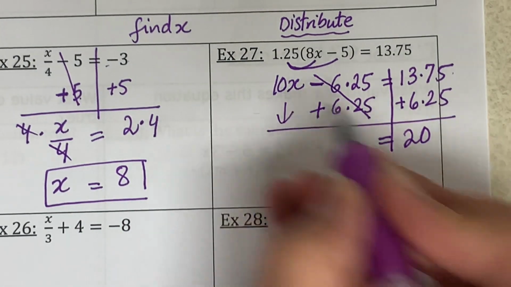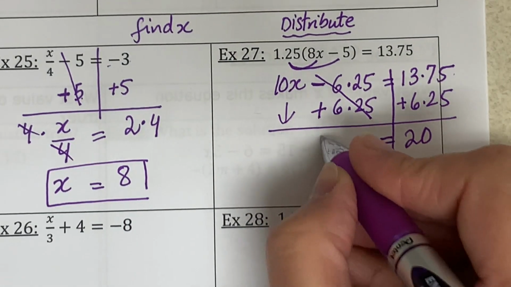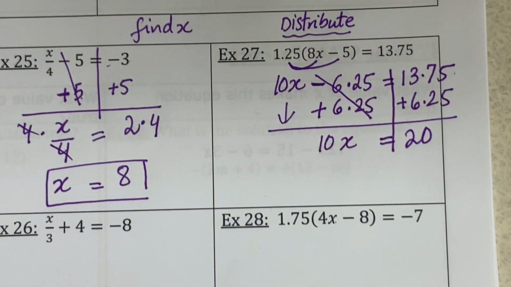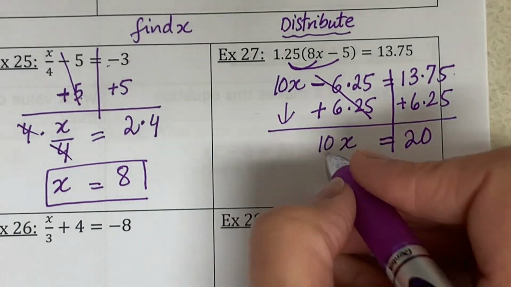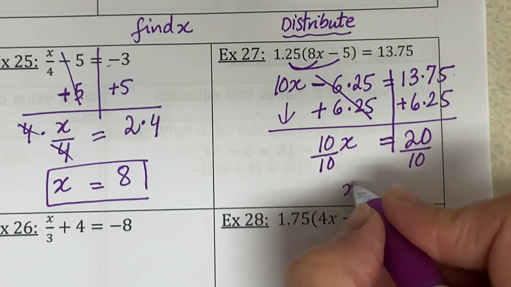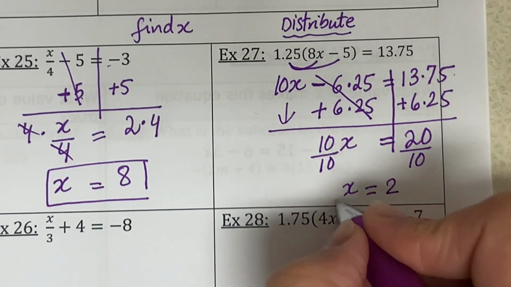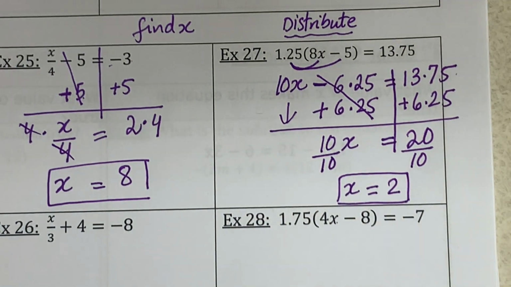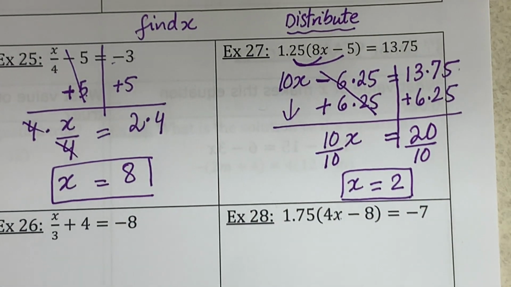Now you had that 10x, bring it down. You can write here at this point: 10x equals 20. 10 times x equals 20. I already know x is 2, but you can show the middle step. You divide by 10 on both sides. So x is equal to 2. So I have the value of x, which is 2.